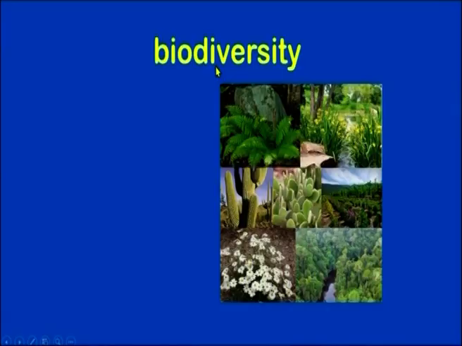See, children, biodiversity means different types of plants. See the ferns and some other plants here. They usually grow in the moist, rain-falling region. Mostly where rain falls, they grow. And here these are cactus plants. They grow in the desert. And these are plants which grow in the plains.